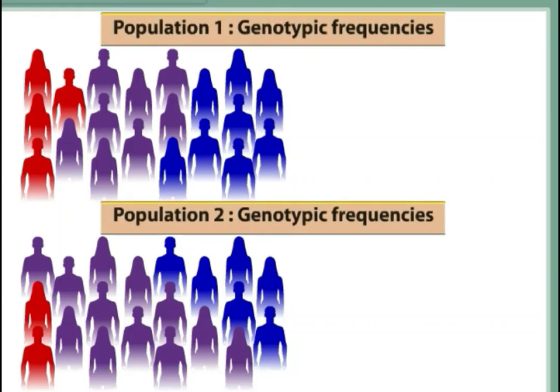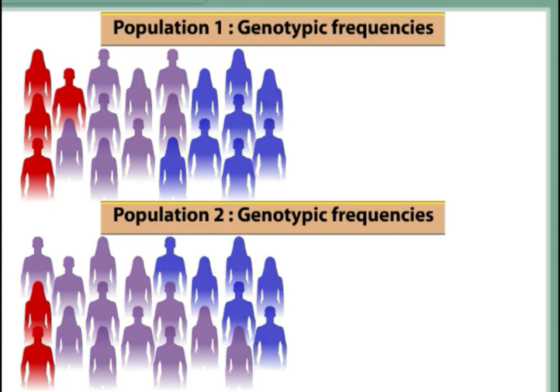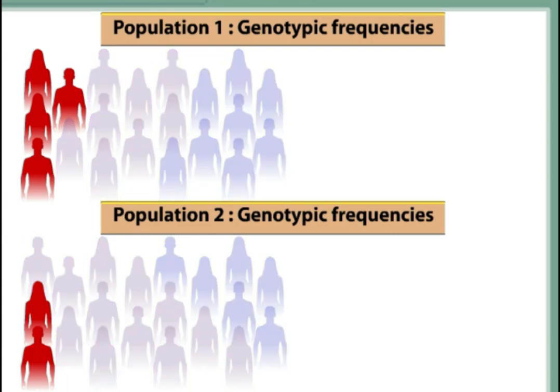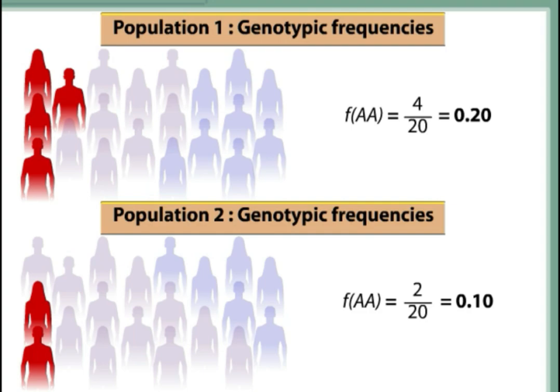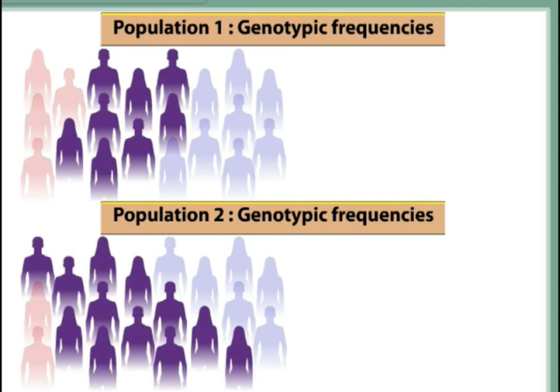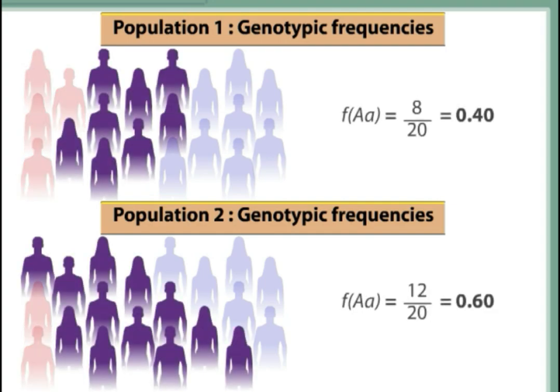Body color is determined by the big A and little a alleles. Big A homozygotes are red and are present at a frequency of 0.2 in population 1 and 0.1 in population 2. Heterozygotes are purple and are present at a frequency of 0.4 in population 1 and 0.6 in population 2.